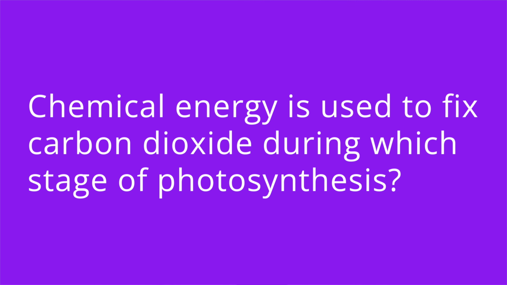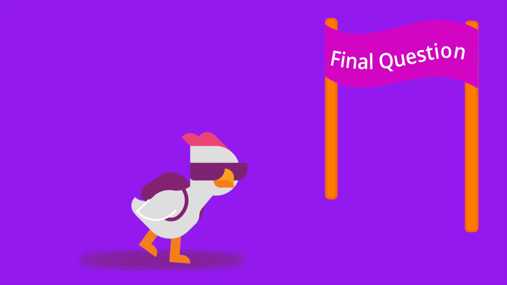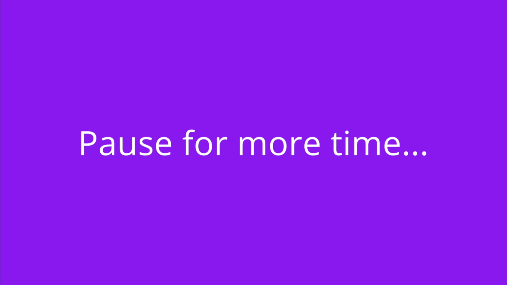Number 2. Chemical energy is used to fix carbon dioxide during which stage of photosynthesis? The answer is the light-independent reactions or the Calvin cycle. Number 3. During blank photosynthesis, water is the electron donor and oxygen is a byproduct. The answer is oxygenic.